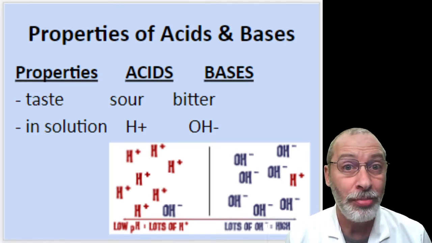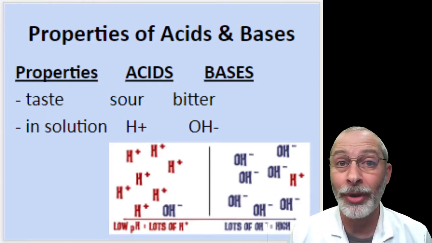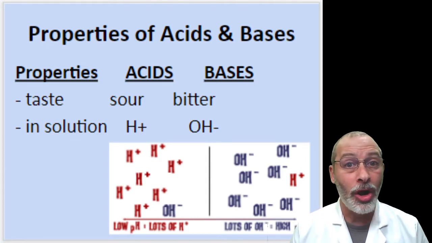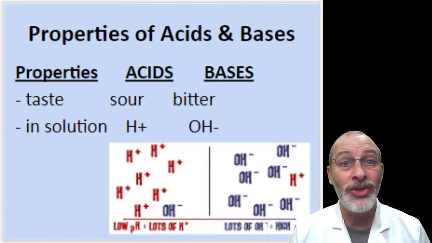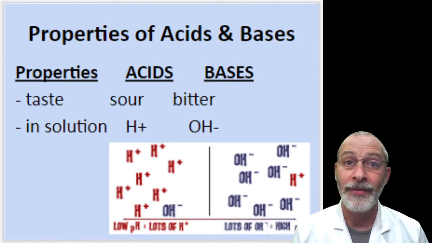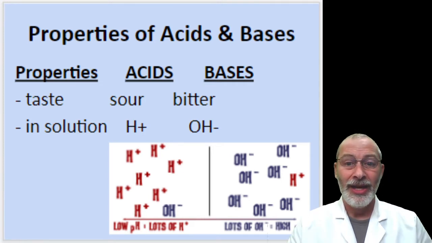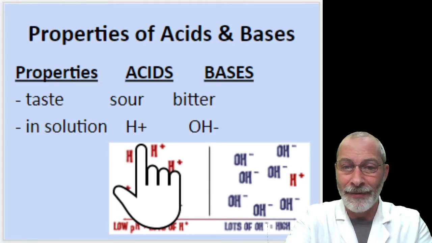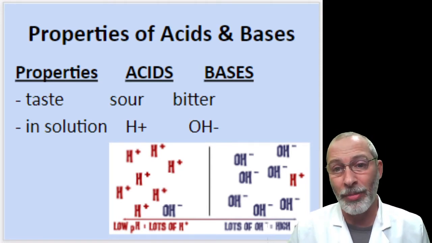Ions are charged particles, charged atoms with a greater or lesser number of electrons, giving them a positive or a negative charge. In the case of acids, if you put an acid in solution, that acid is going to be producing a positive hydrogen ion.